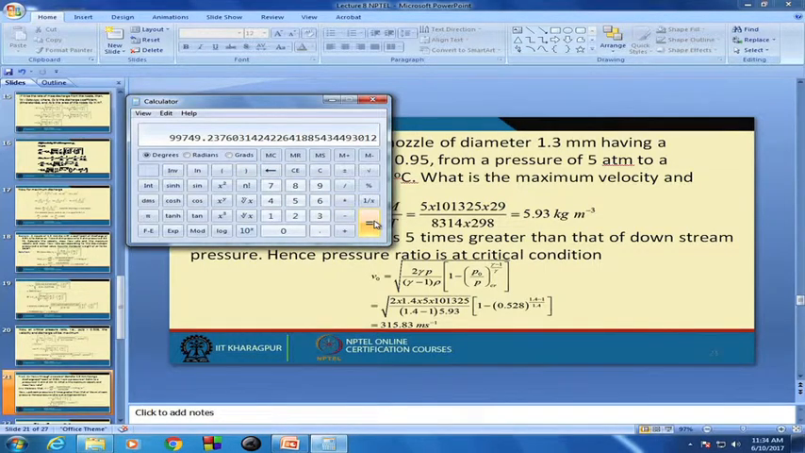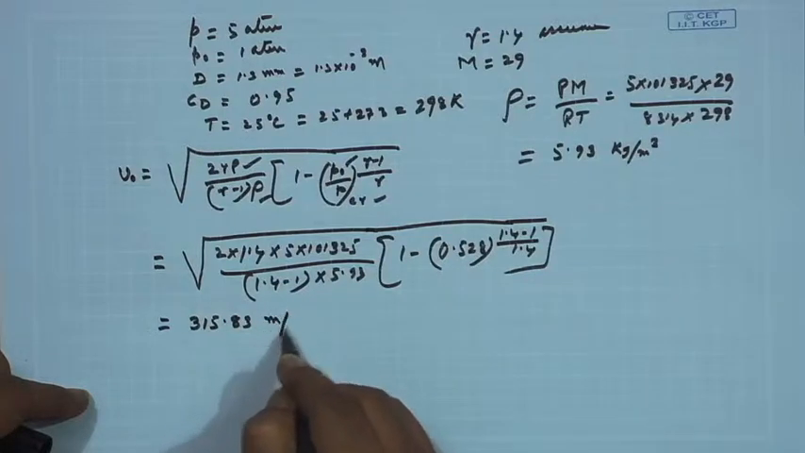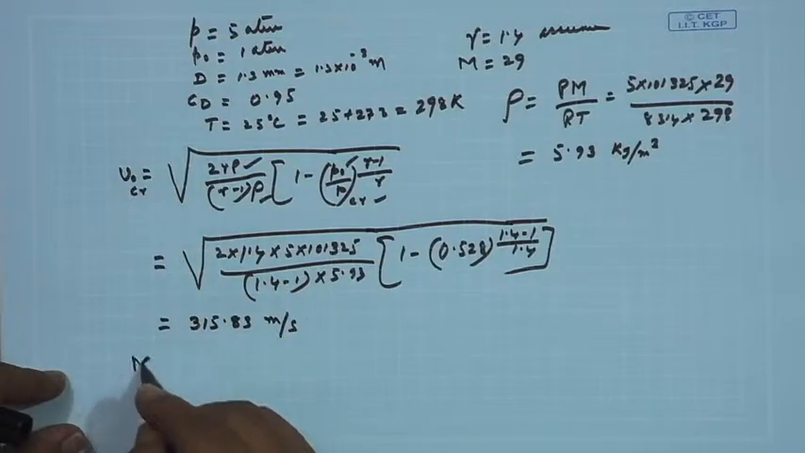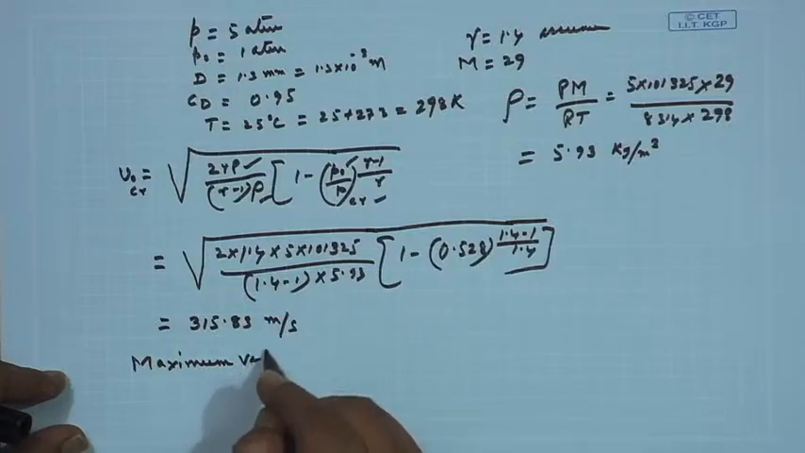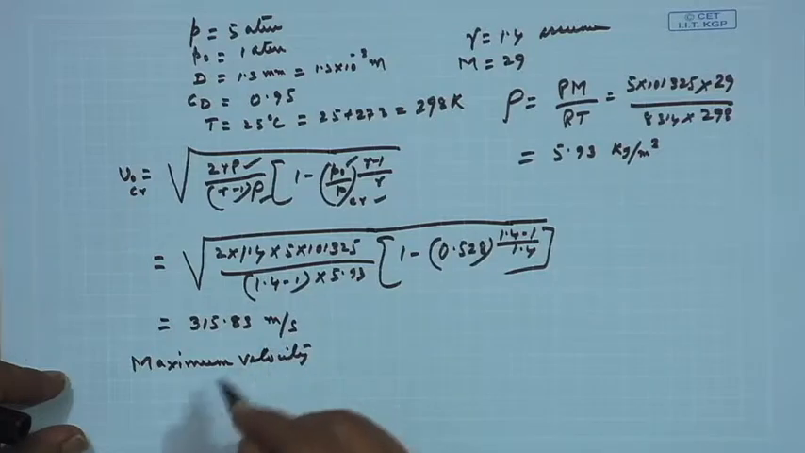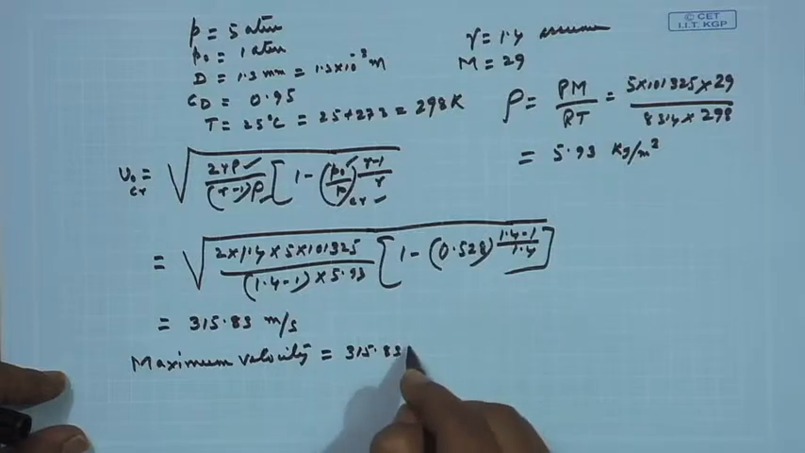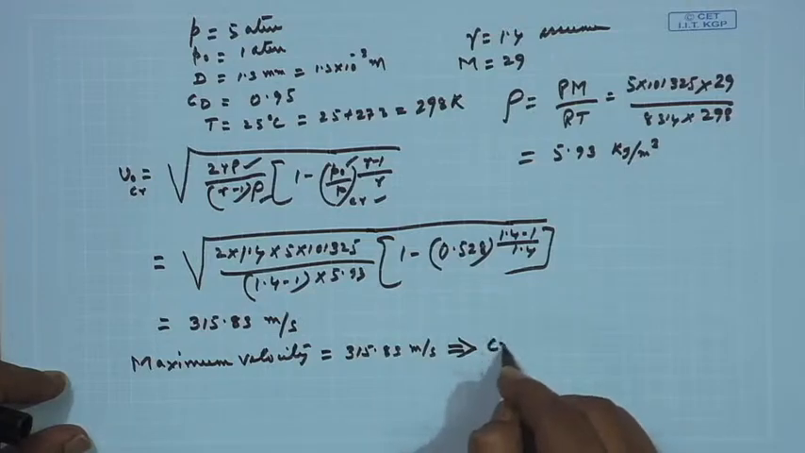Okay, this is under root. So, if we take the square root, yes, it is 315.83 meter per second. This is the velocity under critical or maximum velocity. So, maximum velocity is 315.83 meter per second, that is the velocity under critical pressure ratio.